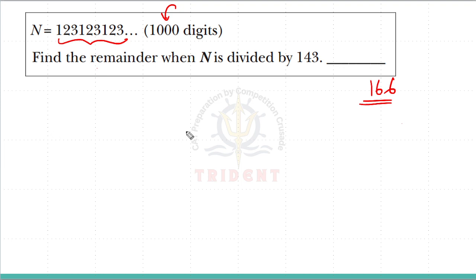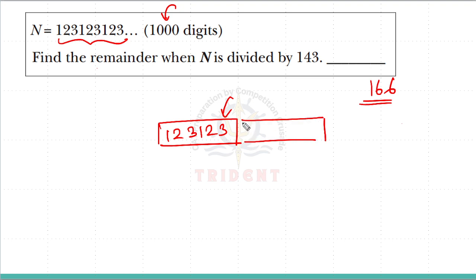And the most important part is that the last group of 123 123 will end at the 996th digit. So the 997th, 998th, 999th and 1000th digits, these 4 digits, will not be able to make a group, and they will be just 1, 2, 3 and 1. So these are the 4 digits which you will not be able to form a group with.